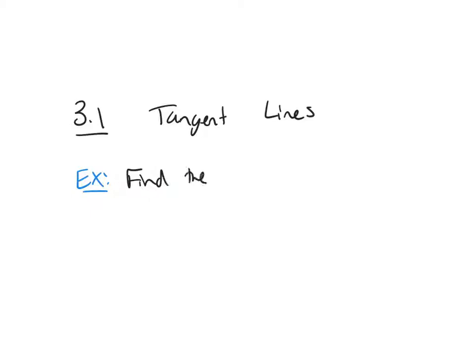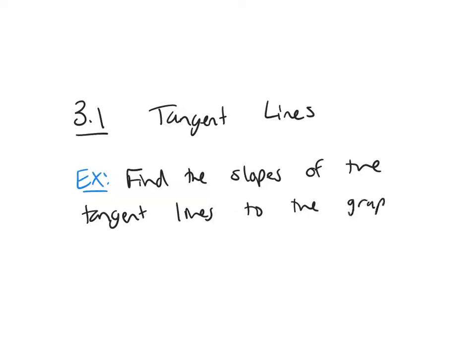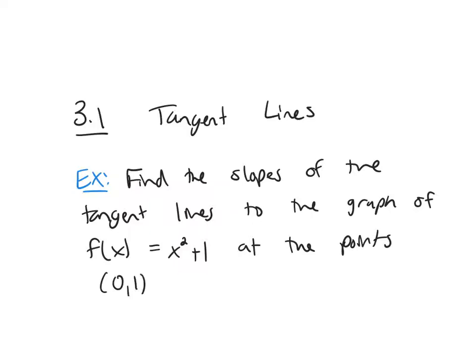So we're going to continue section 3.1, which is about tangent lines. And we're going to look at the following problem. Let's find the slopes of the tangent lines to the graph of the function x squared plus 1 at the points (0, 1) and (-1, 2).